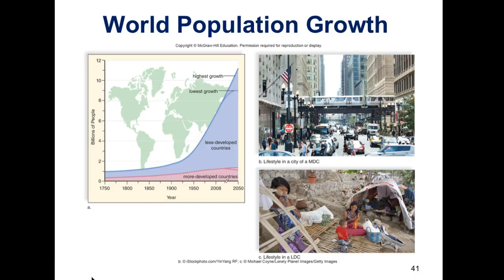If you look at the world population, here you can see the difference, highest growth and lowest growth. Here is less developed countries versus more developed countries, billions of people over a lifespan. Lifestyle in a city of a more developed country. Here's the lifestyle of people in a less developed country.